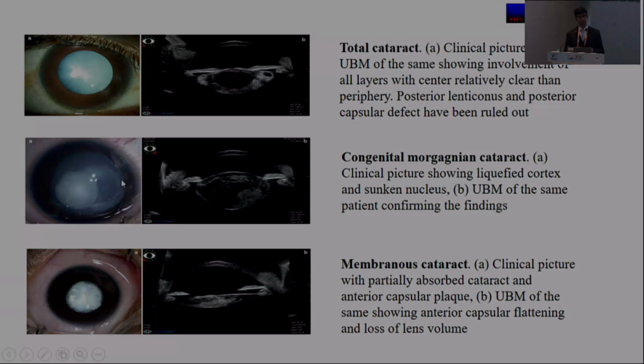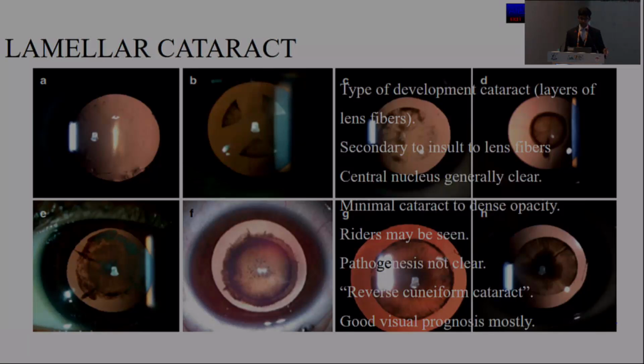In picture B, there's a Morgagnian cataract. You can see the sinking nucleus here as well in the UBM. In picture C, the lens volume has been lost because of egress of fluid from the microleaks, and you can see it's a membranous, partially absorbed cataract. This is a lamellar cataract.